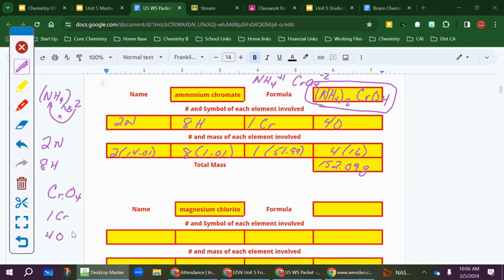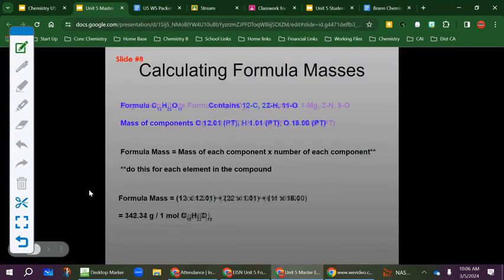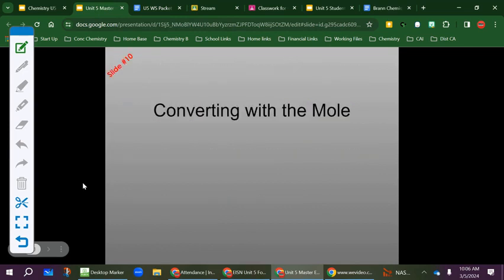Questions? Excellent. So now, ladies and gentlemen, how do we use this? Well, we use this to convert with the mole. Now, yesterday I had you write on the top of your sheet the conversions with the mole. You can go from particles, mass, or volume into moles. And you can go from moles into particles, mass, or volume.